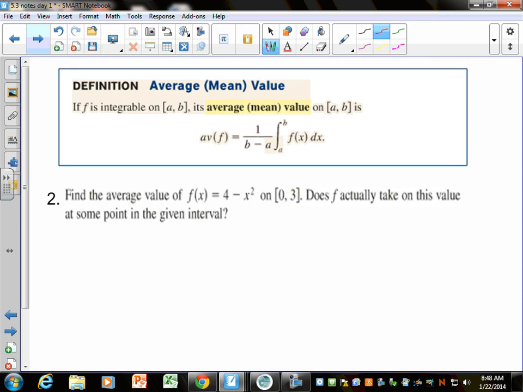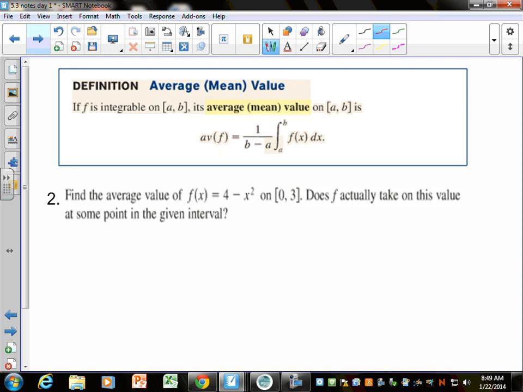Okay, did we have average value, mean? We had mean value for derivatives, right? Mean value theorem? You don't remember. It sounds familiar. Yeah, mean value. So average also means mean, so we can say this is average value or mean value. And it says if f is integrable on a closed interval from a to b, its average value or its mean value on that interval is 1 over b minus a, because that's the interval, times the actual integral, which is the area.